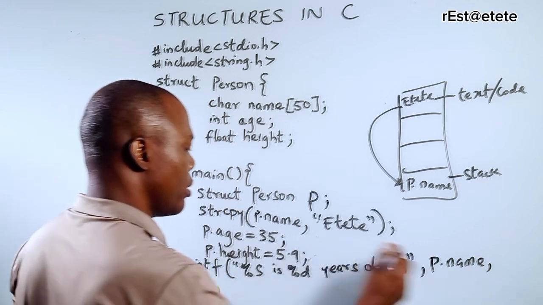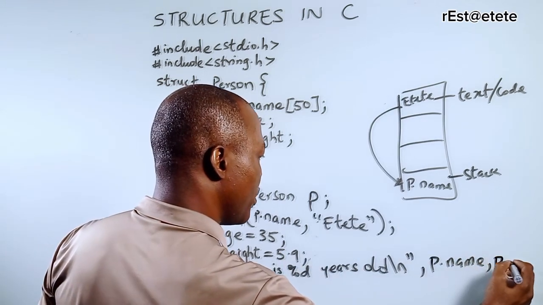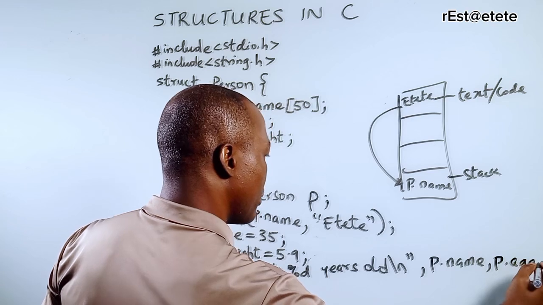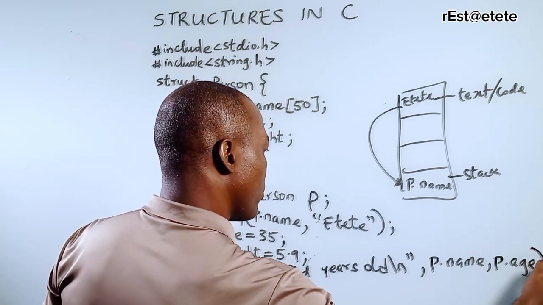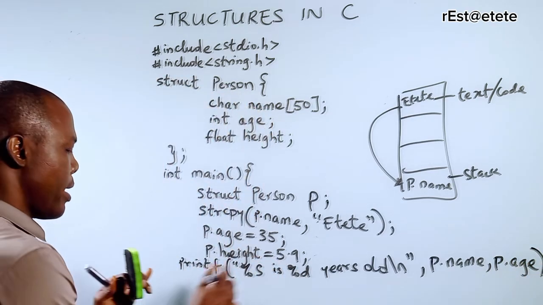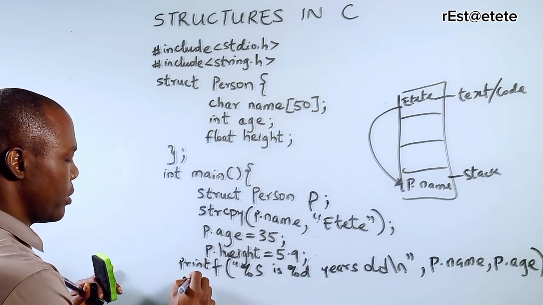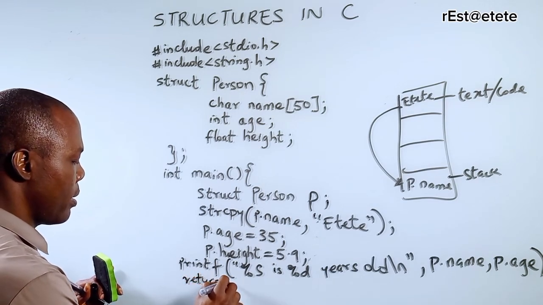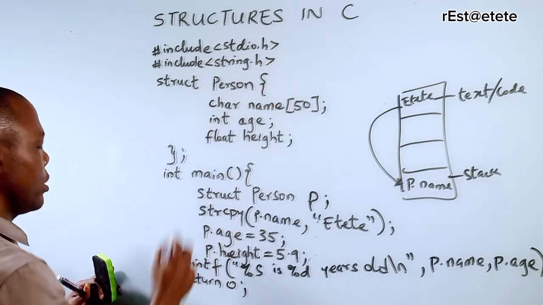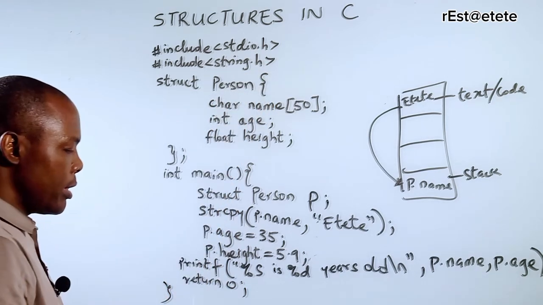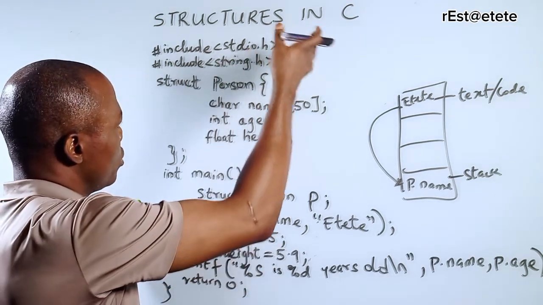And then for this one, you will say p.h. And then you close my curly bracket, right? And then you will say return 0. You close this one. So this is my program for structures.